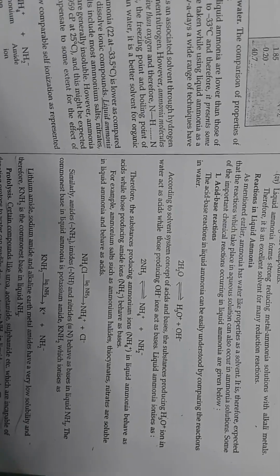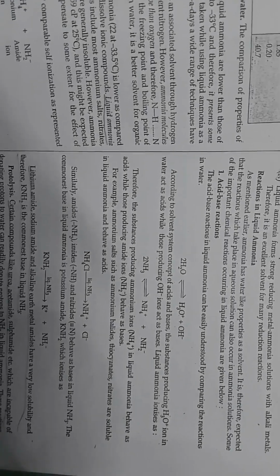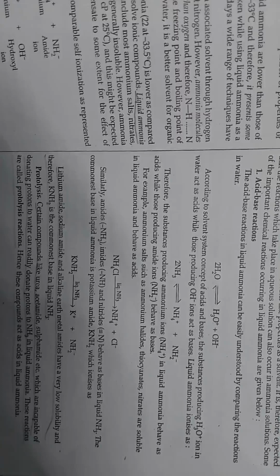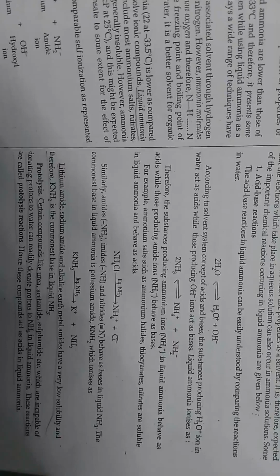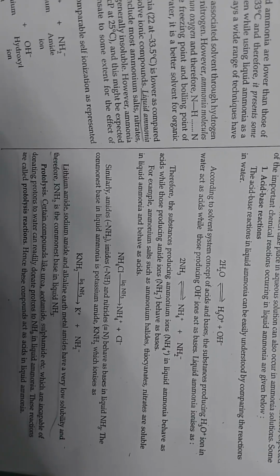Acid-base reaction. Number 1. The acid-base reaction in liquid ammonia can be easily understood by comparing the reaction in water. 2H2O gives H3O plus and OH minus. According to the solvent system concept of acid and base, substances producing H3O plus ions in water act as acids, while those producing OH minus ions act as bases. Liquid ammonia ionizes as 2NH3 gives NH4 plus and NH2 minus. Therefore, substances producing ammonium ions, NH4 plus, in liquid ammonia behave as acids, while those producing amide ions, NH2 minus, behave as bases.